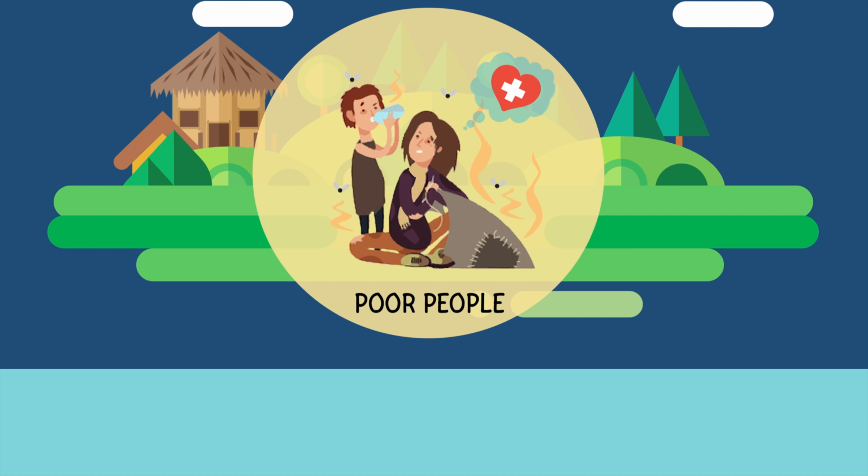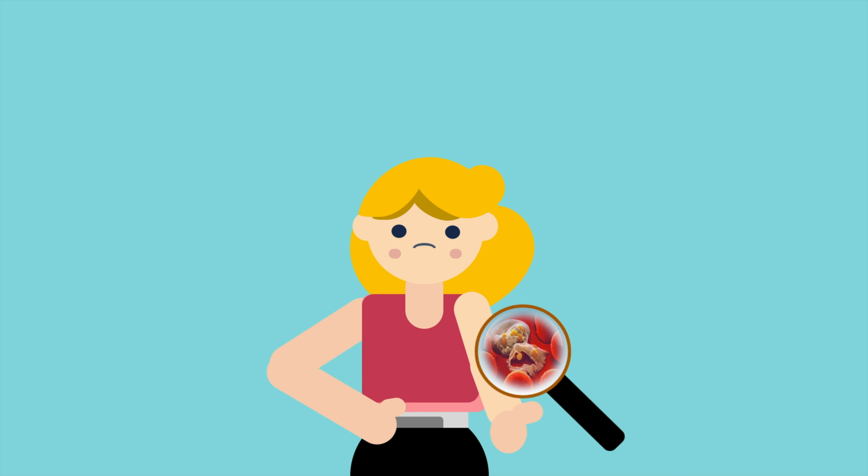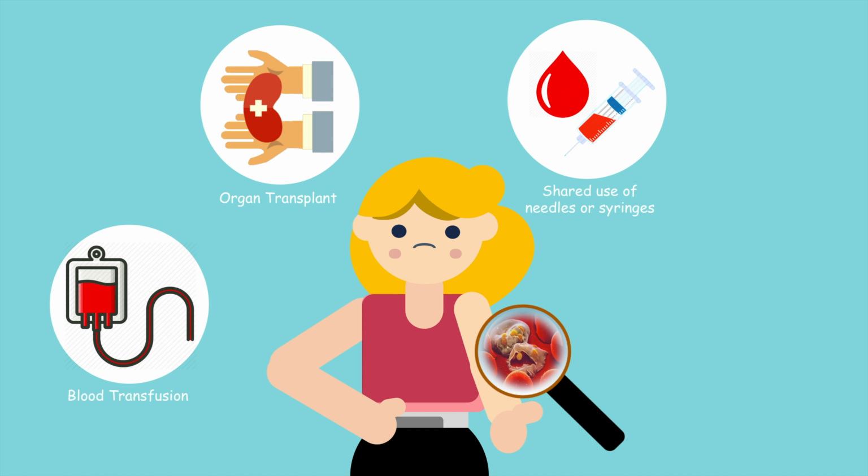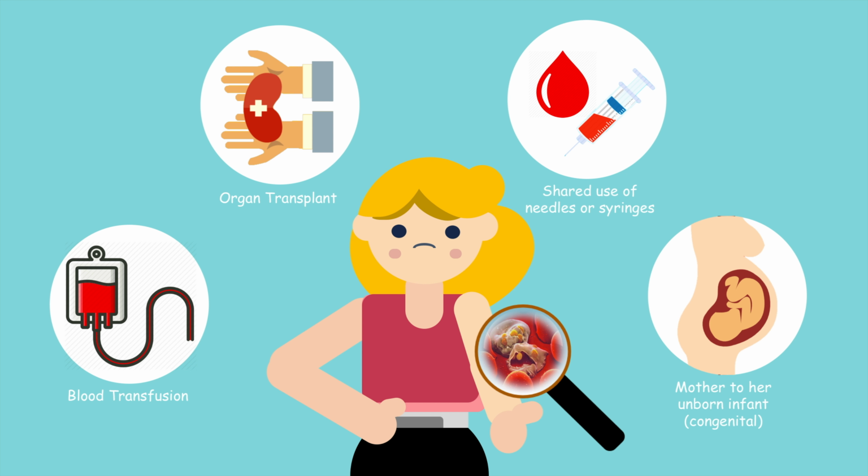The parasite is found in red blood cells of an infected person. It can be transmitted through blood transfusion, organ transplant, or the shared use of needles or syringes contaminated with blood. Malaria can also be transmitted from a mother to her unborn infant, known as congenital malaria.